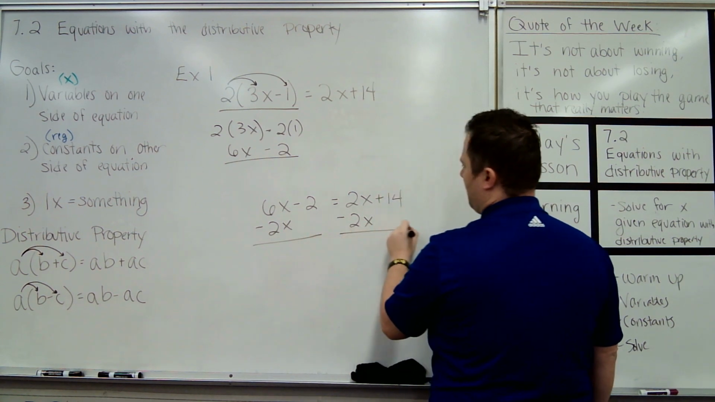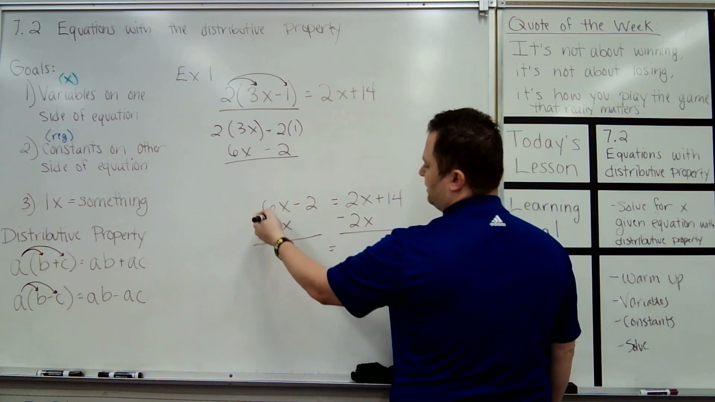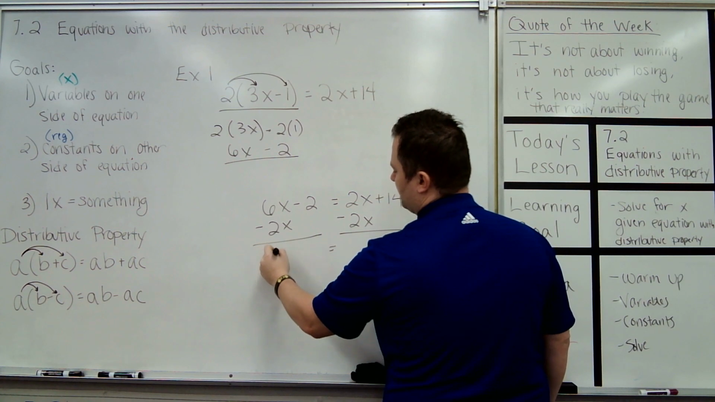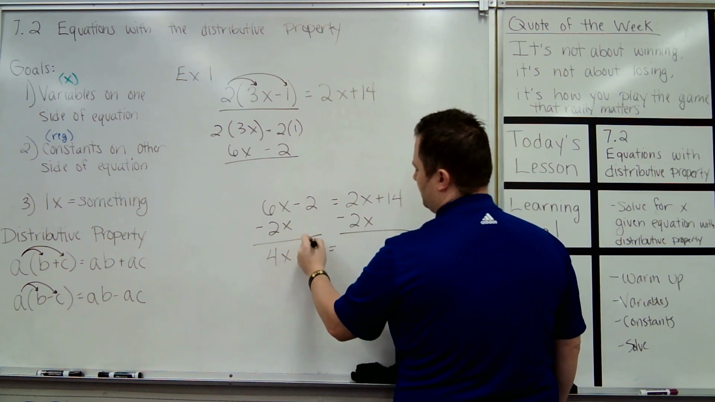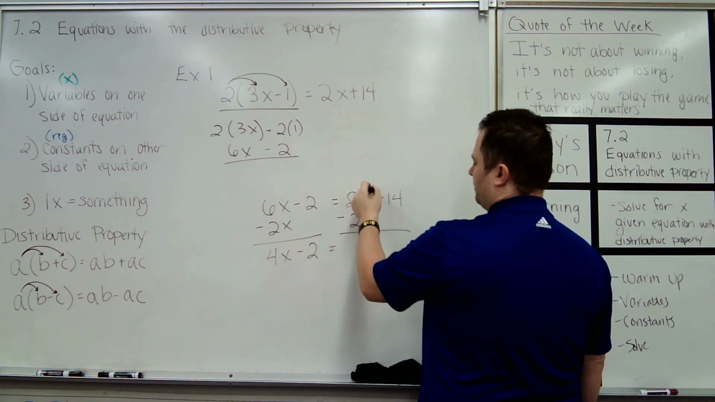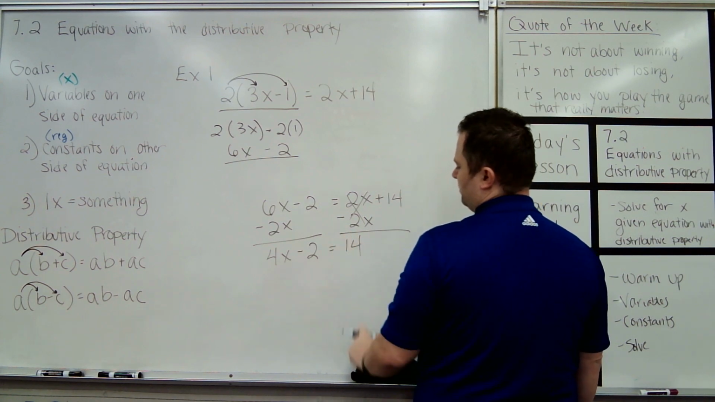Although it doesn't matter, I'm doing the same thing to both sides. So 6x, take away 2x is 4x. And then I didn't touch the 2, so it's still there. 2x, take away 2x, those cancel, and that's equal to 14.